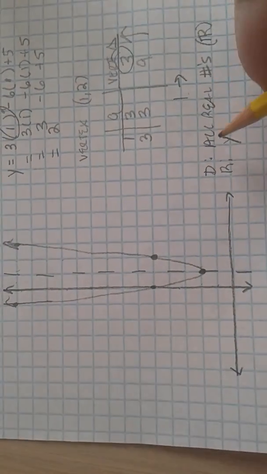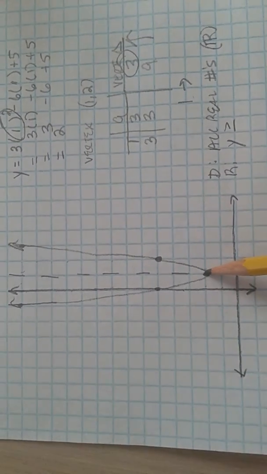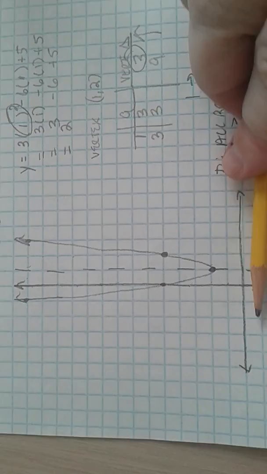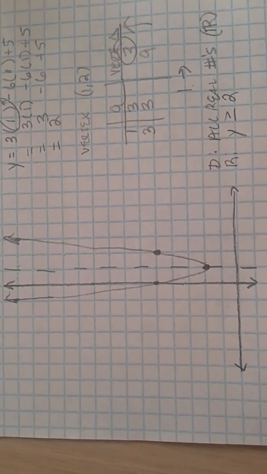This is the lowest point of the graph, so we know it has to be greater than or equal to this y value. What's the y coordinate? That y coordinate of the vertex is 2. You're never going to have any y values down here. They're all going to be greater than, above that positive 2.